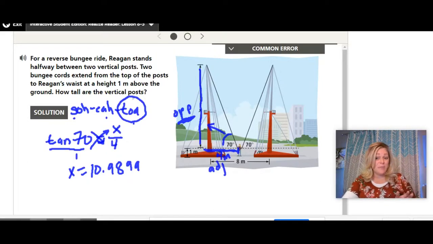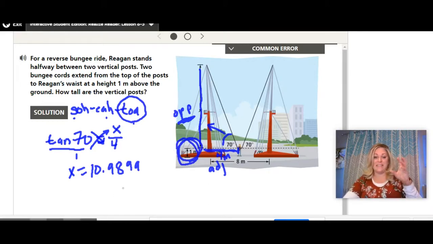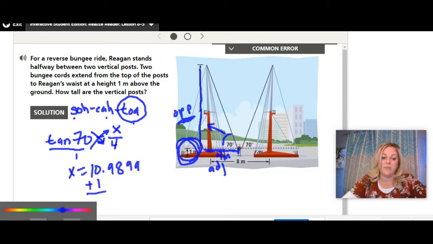It doesn't tell us to round, so I'm just going to leave it in there for now. But I do need to take into account this 1 meter. So that pole is x, 10.9899, but how tall is the whole thing? We have to include that 1 meter. So I'm going to add 1. So roughly 11.9899, we're going to say 12. Approximately 12 meters tall.